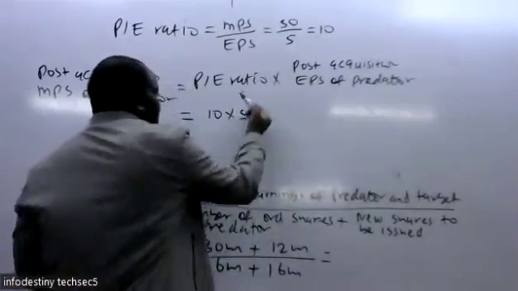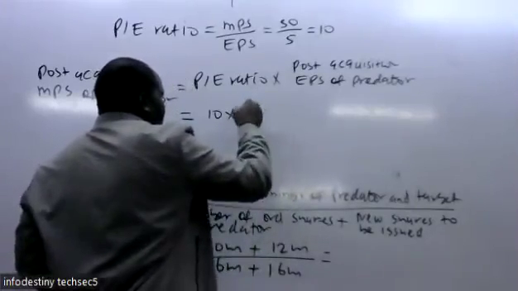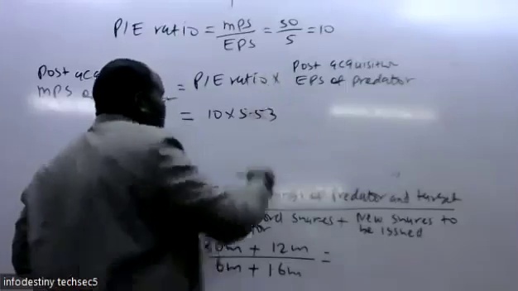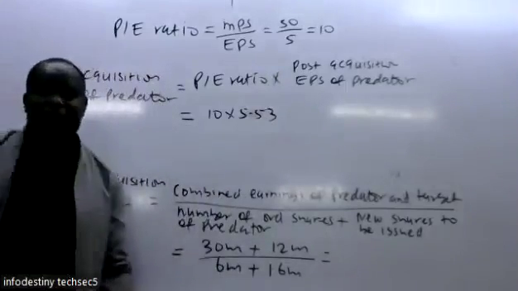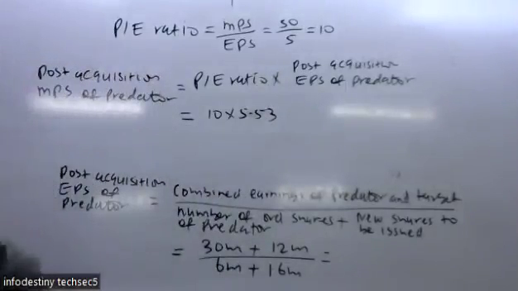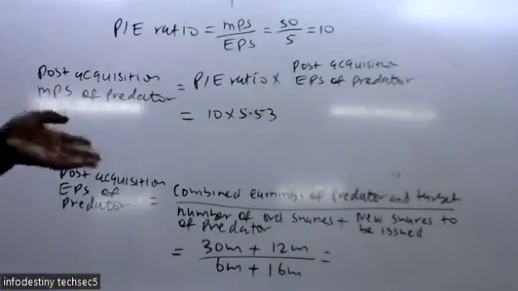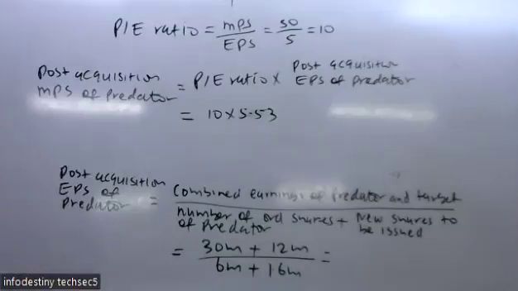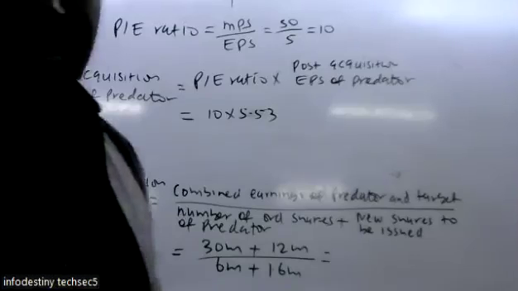Yeah, so now you multiply. That will be the post-merger market price per share of the predator. So I advise you, if it is the one for the target, you simply take the one for the predator multiplied by the exchange ratio.